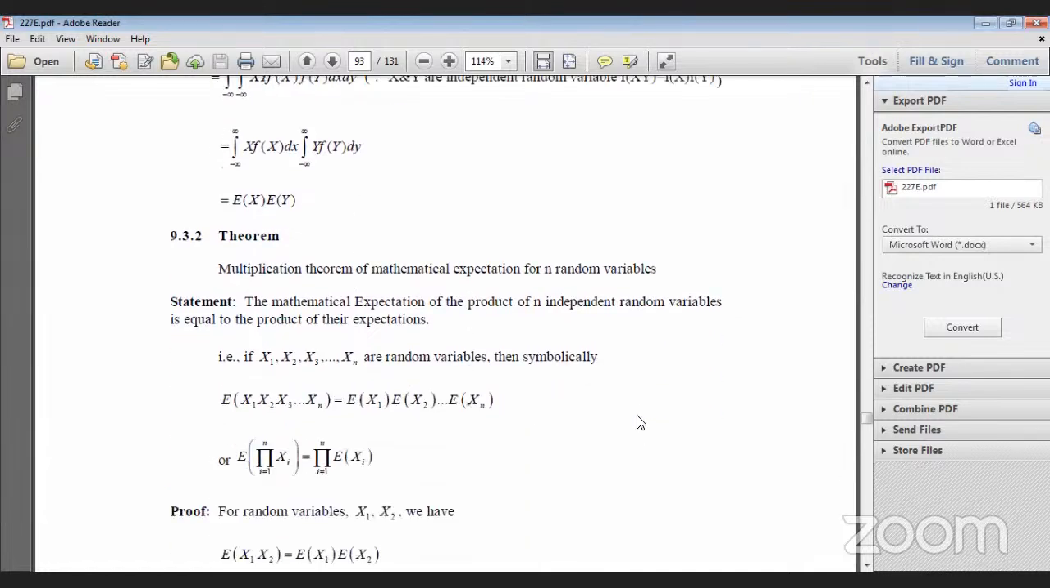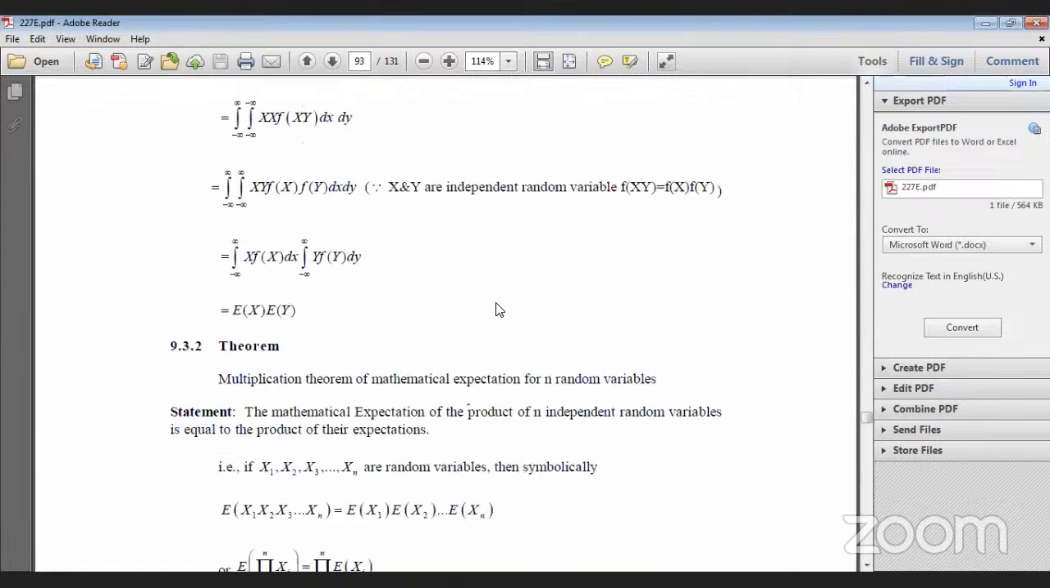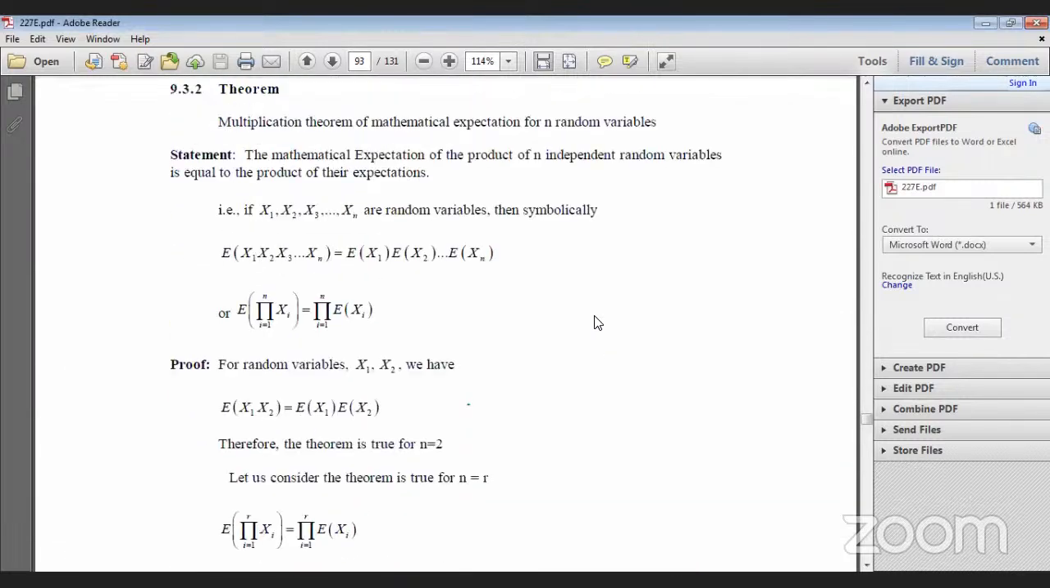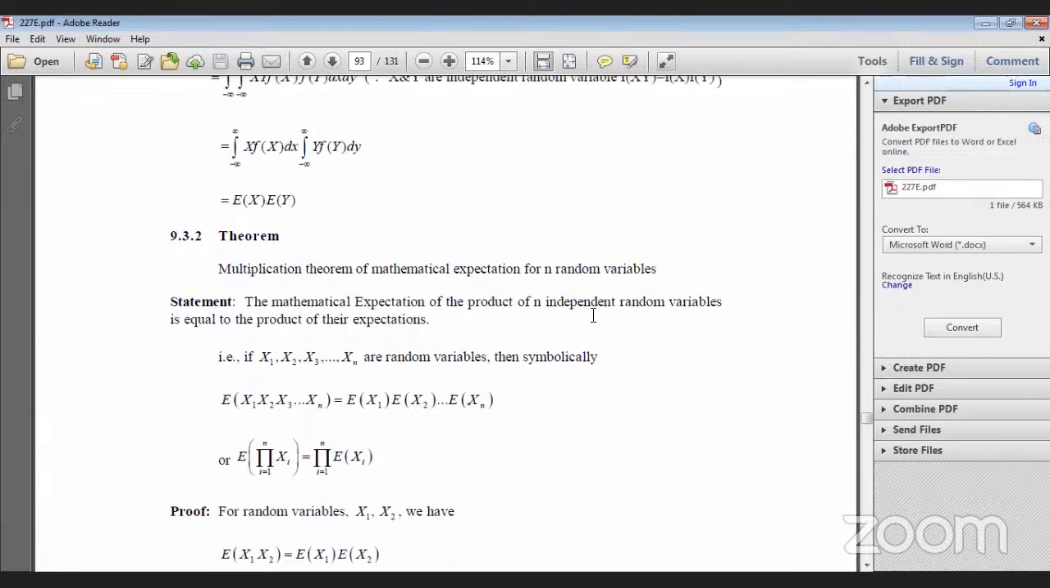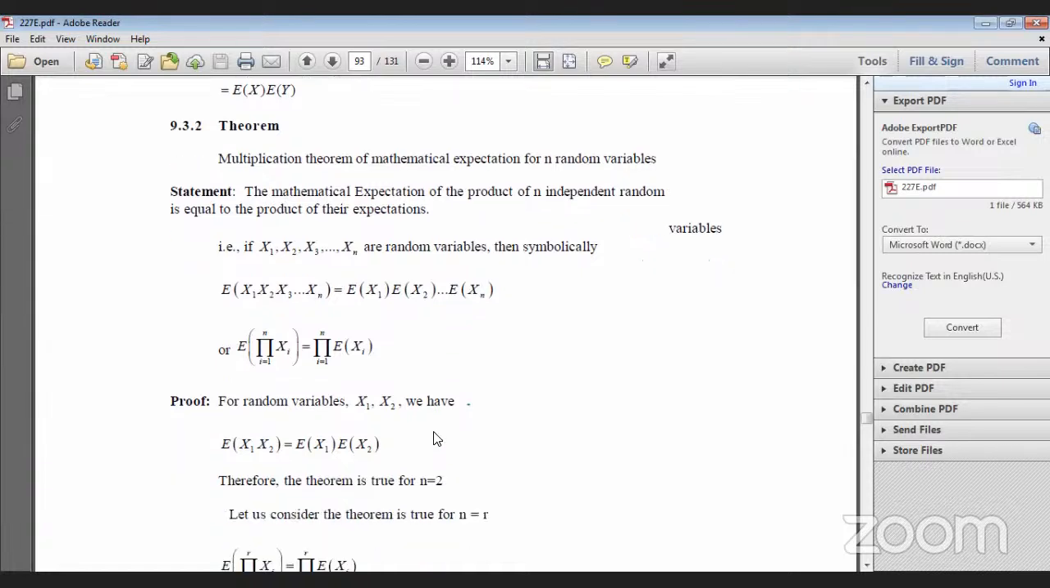Multiplication theorem of mathematical expectation for n random variables. ఇదేంటి? Multiplication theorem for two random variables, ఇది ఇప్పుడు చెప్పింది, ఇదేమో n random variables. అర్థమైందా? Yes, sir. జాగ్రత్తగా చూడండి. The mathematical expectation of the product of n independent random variables is equal to the product of their expectations. If x1, x2, x3, x4 and so on, xn are random variables, then e of the product of i from 1 to n of xi is equal to the product of i from 1 to n of e of xi. This is a statement you have to write.